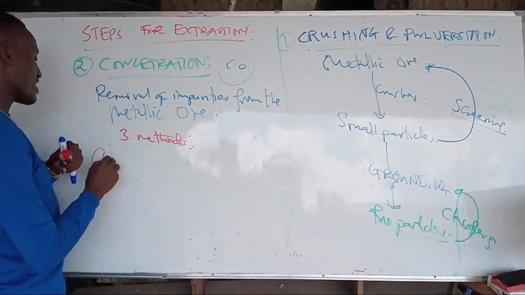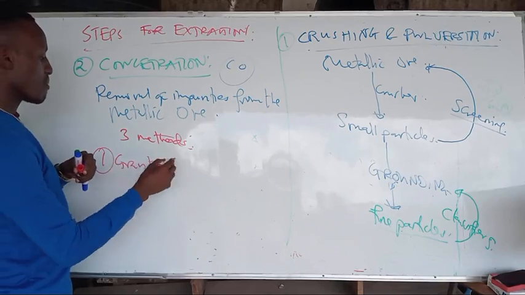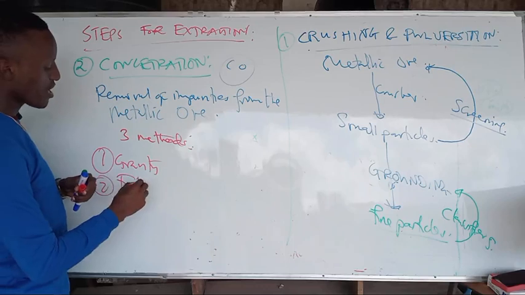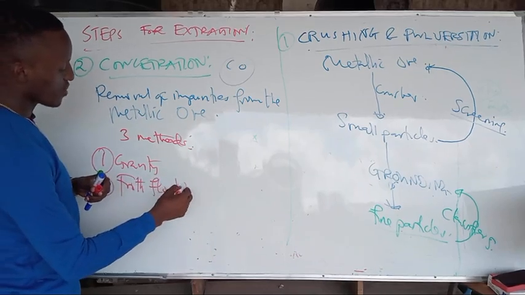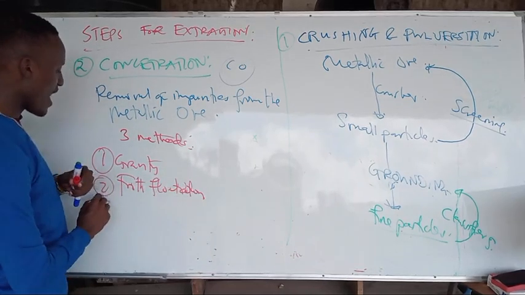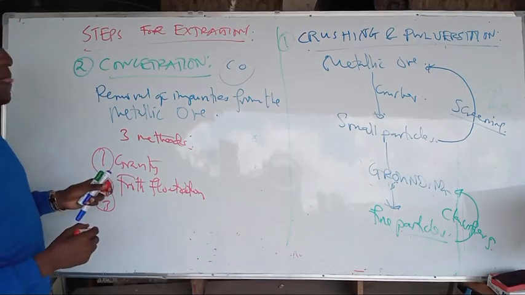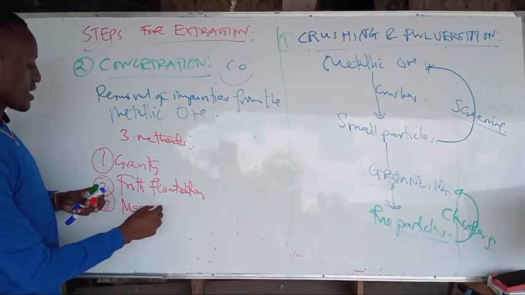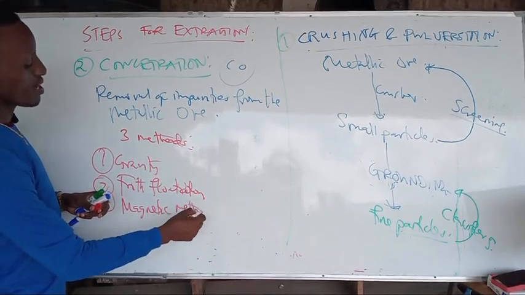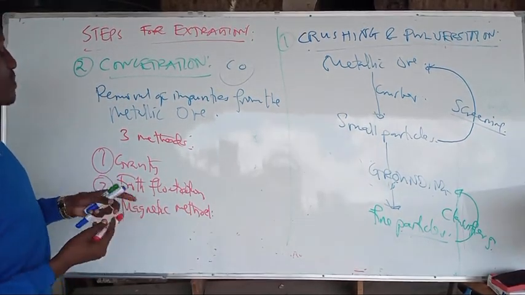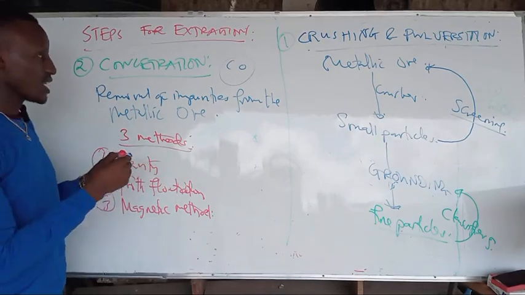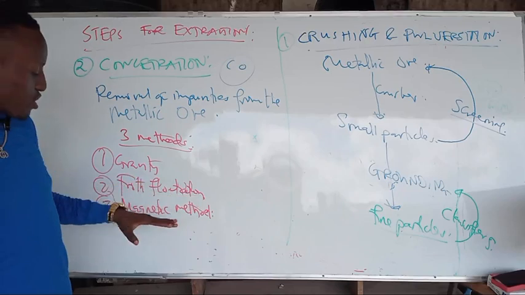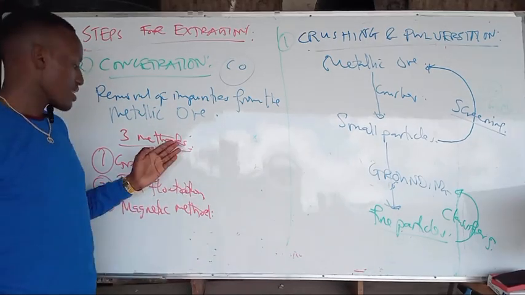The first one is the gravity method. The second one is what we call the froth flotation. And the third one is the magnetic method. So speaking about these three methods is what we say the concentration. What does it mean about the gravity method? What is done in the froth flotation? What is done in the magnetic method? So let's start with the gravity method.